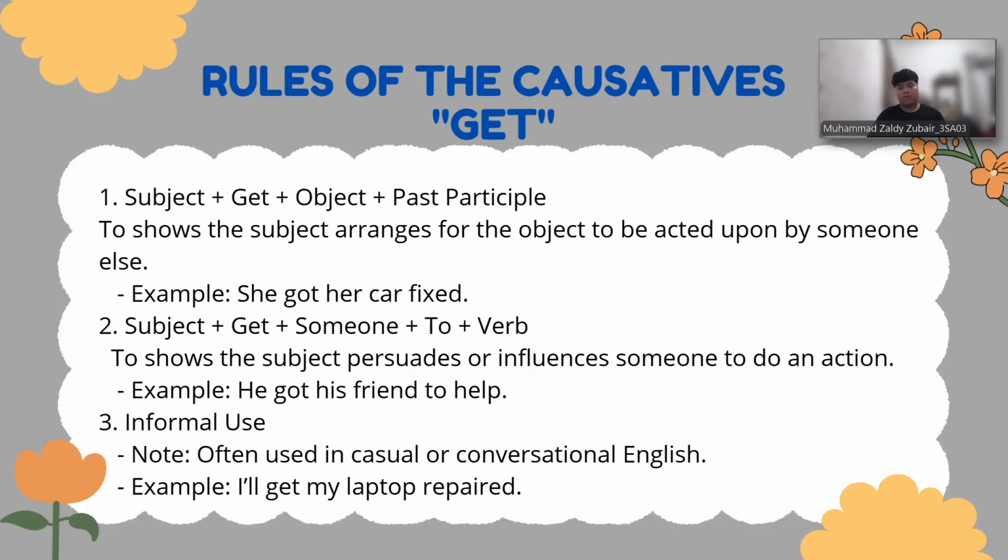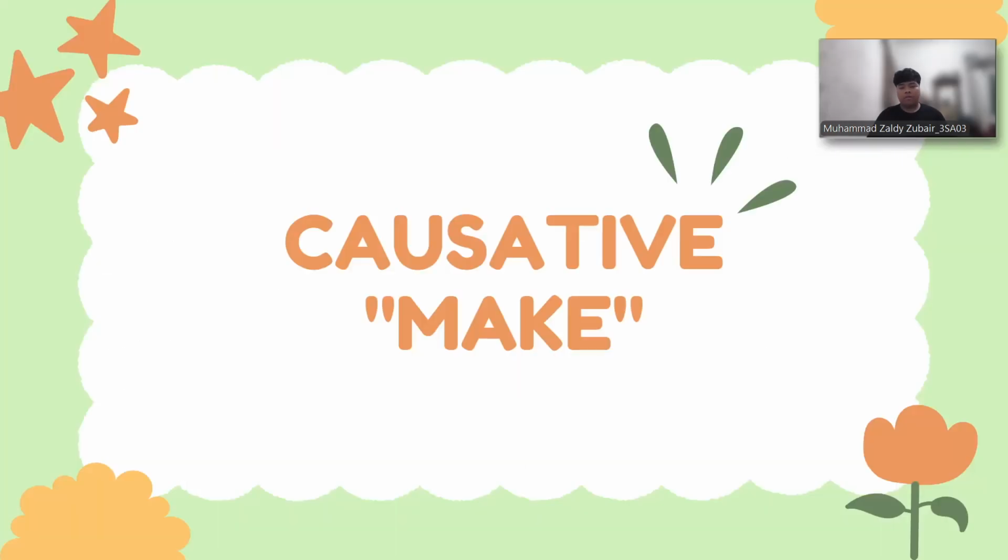The rules of causative get. Subject plus get plus object plus past participle, to show the subject arranges for the object to be acted upon by someone else. Example: she got her car fixed. Subject plus get plus someone plus to plus verb, to show the subject persuades or influences someone to do an action. Example: he got his friend to help. Number three, informal use, often used in casual or conversational English. Example: I'll get my laptop repaired.